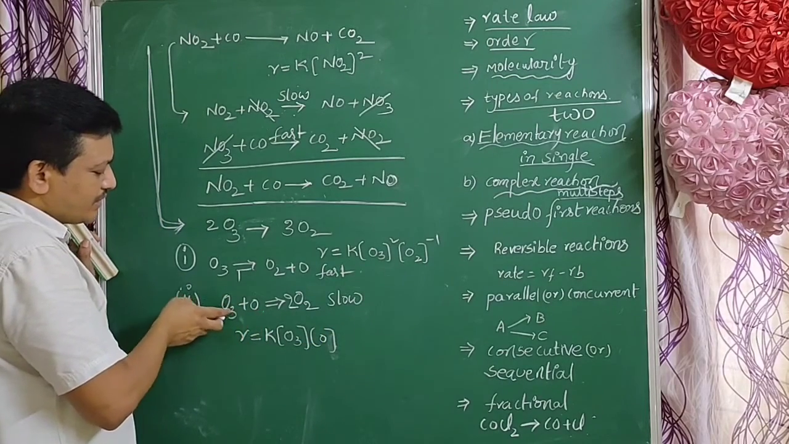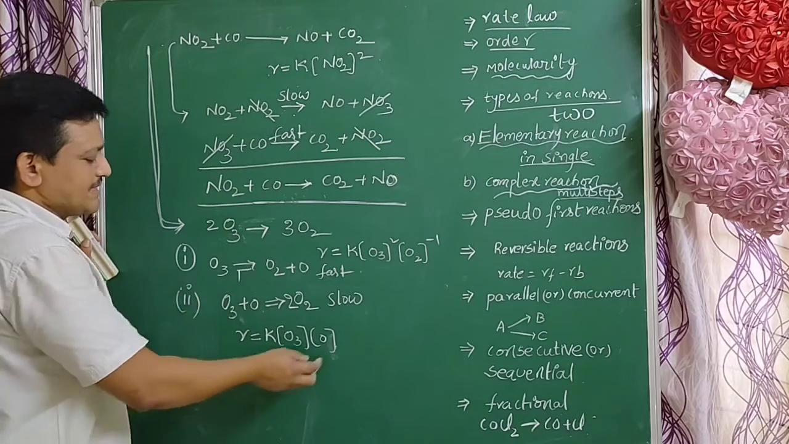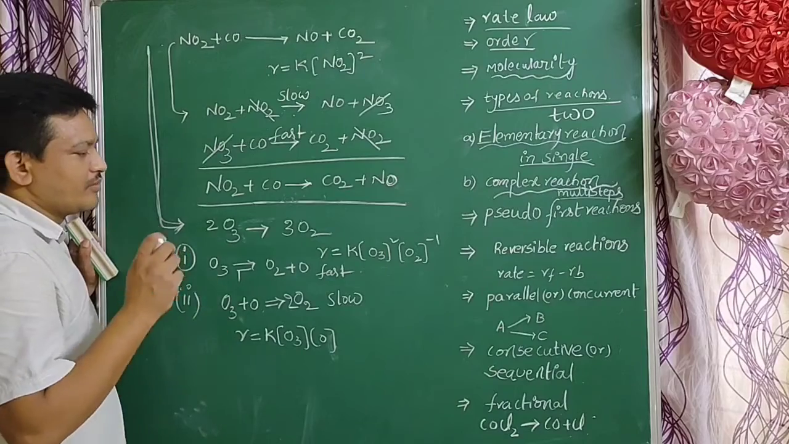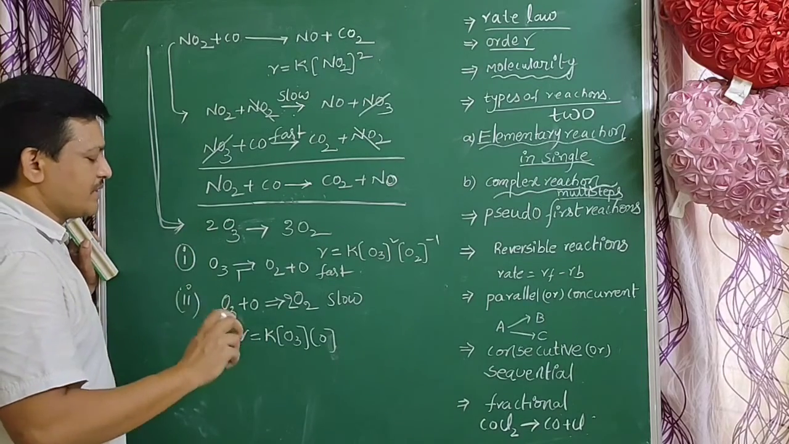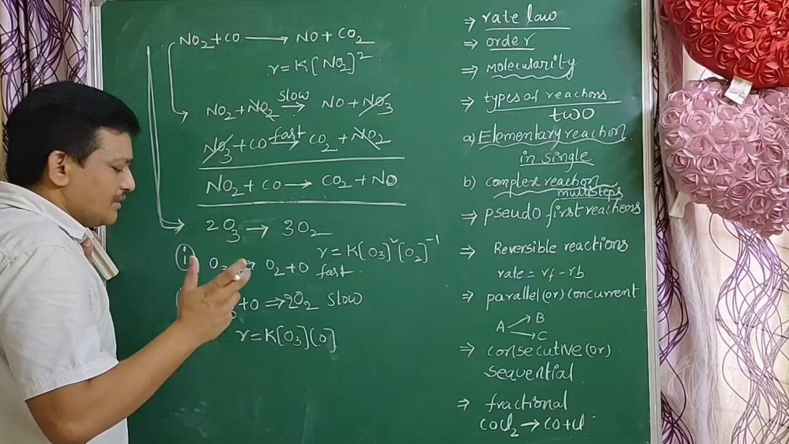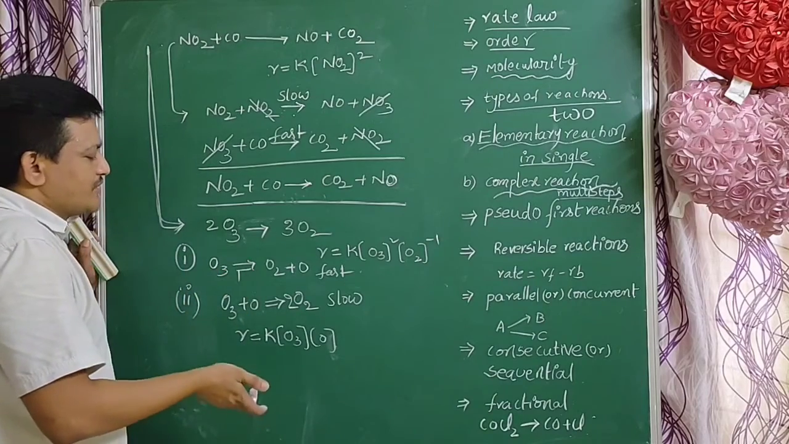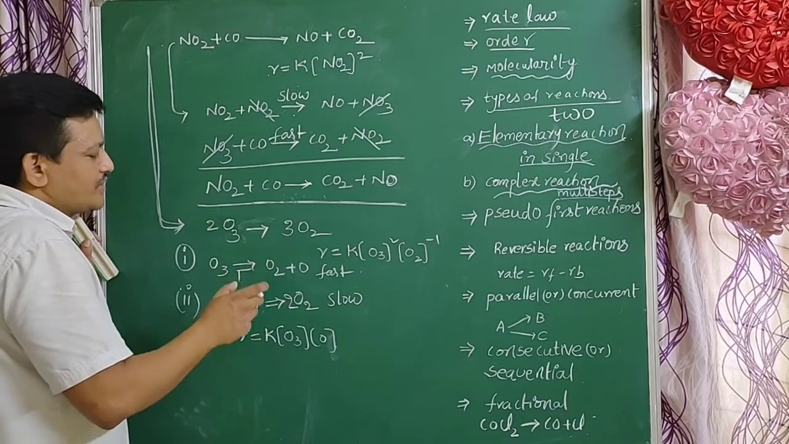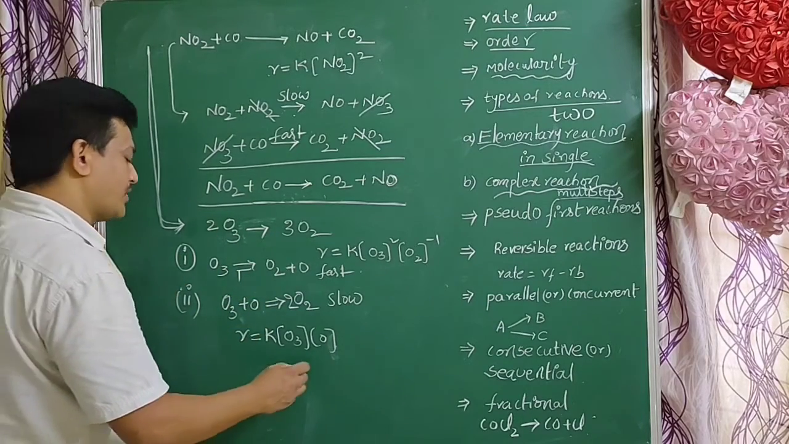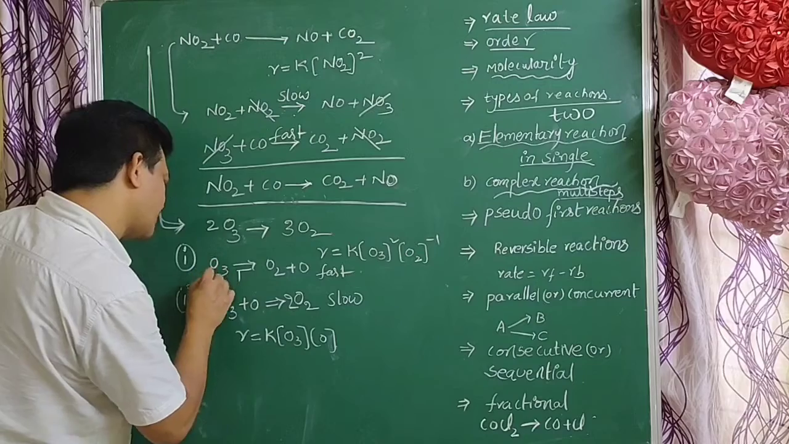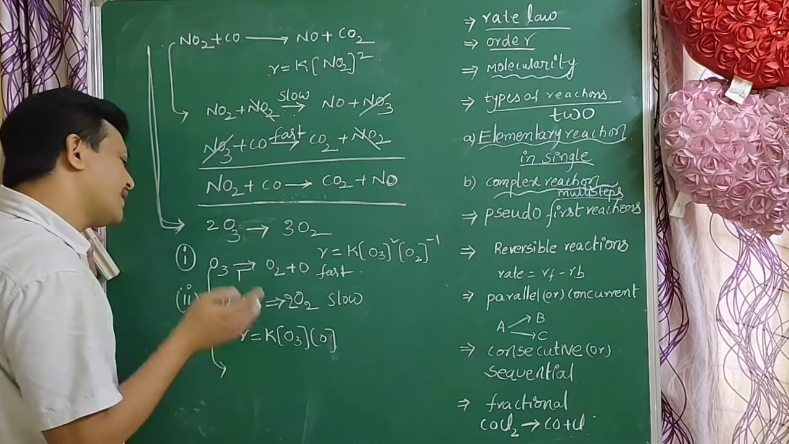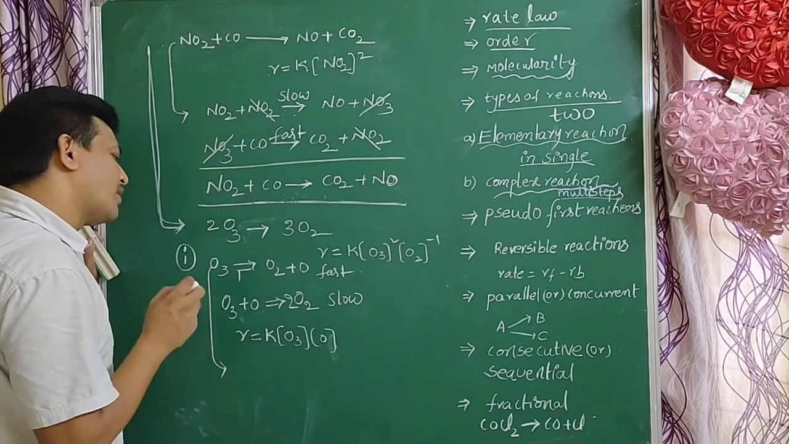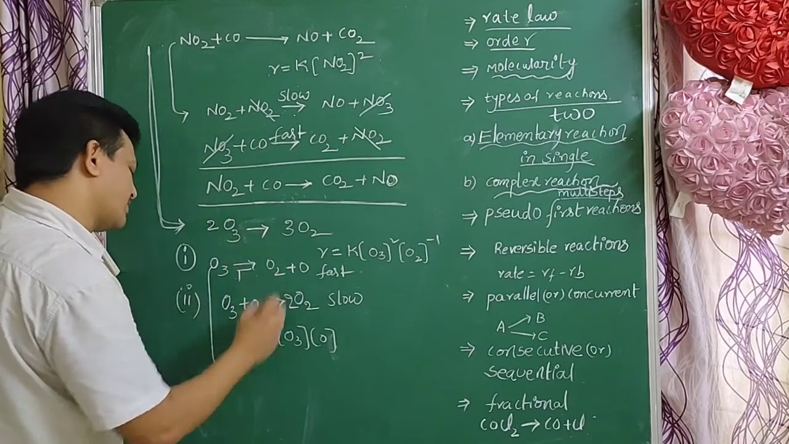For the slow reaction, what are the reactants? O3 and O, and O is the intermediate. Intermediates and products should not be present in the rate equation. How do we remove the intermediates? By using the fast reversible reaction. Which reaction do you have to use? The fast reversible reaction.